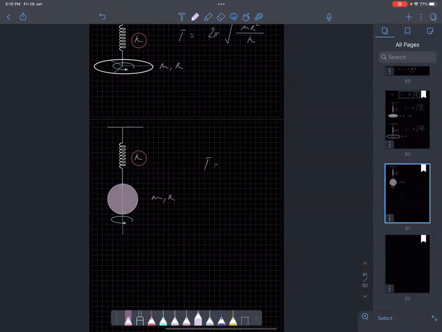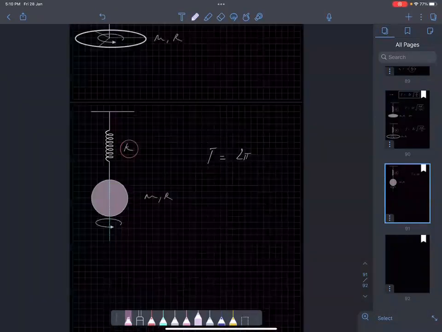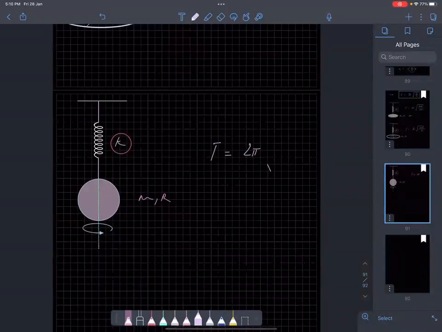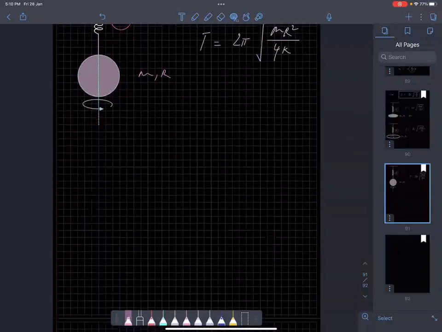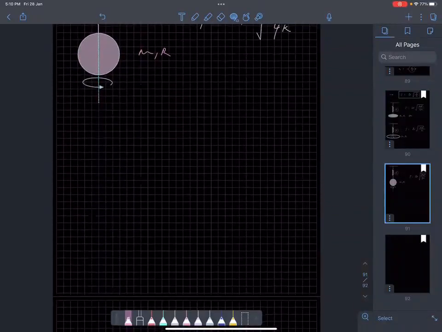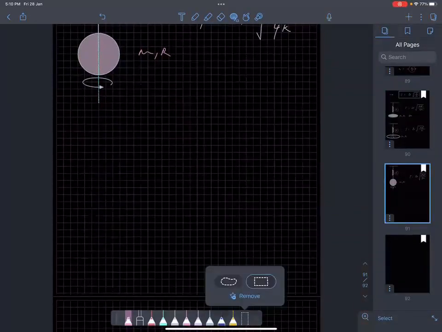So time period is 2 pi under root mr square by 4k. It can be further simplified. Why? No need, 4 can be taken out? No, don't do that. We'll always write in standard form because 2 pi is always coming. We don't want to disturb that. Clear? What about this?